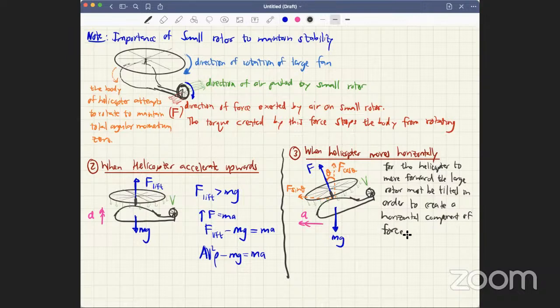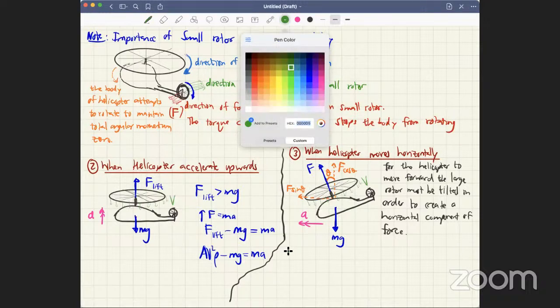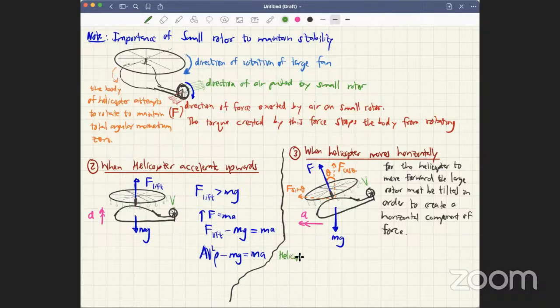Right, people? Now I think just the diagram is not enough. We need to apply the equations. So tell me, we have to consider two equations here. What are they? Helicopter is moving horizontally, which means vertical forces must cancel out. So I'll say helicopter moves horizontally. We know upward force must be balanced by downward force. What is the upward force here, people? F cos theta, that is going to be equal to mg.